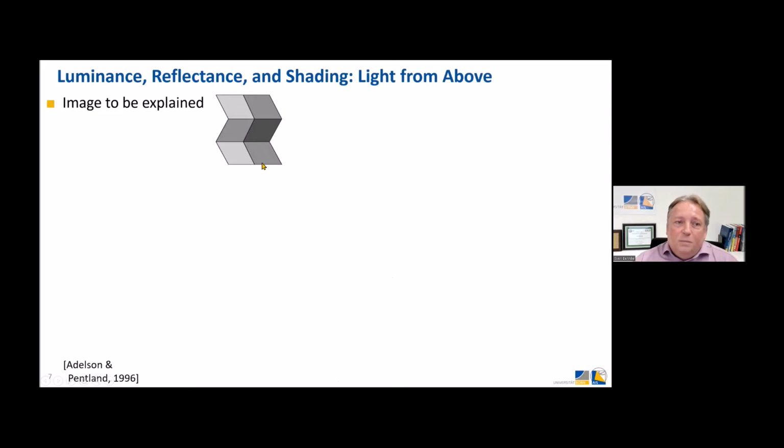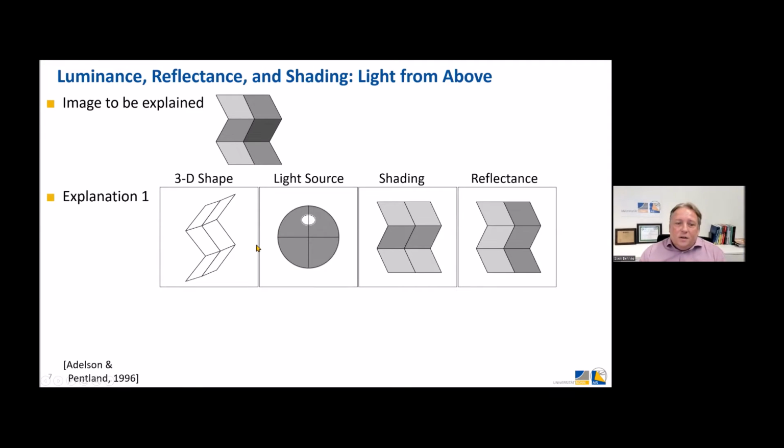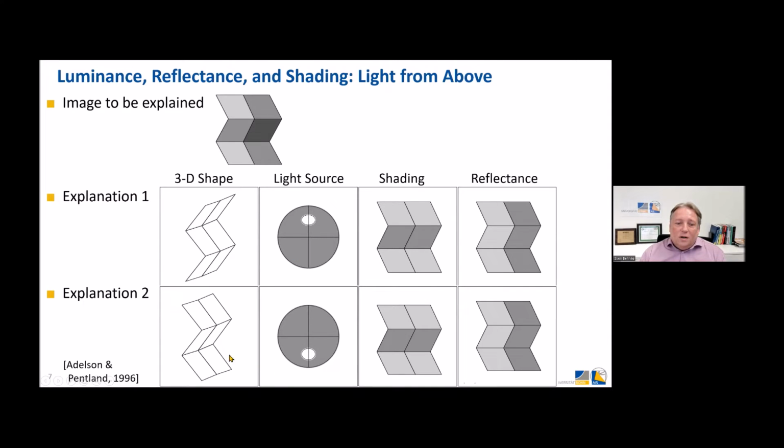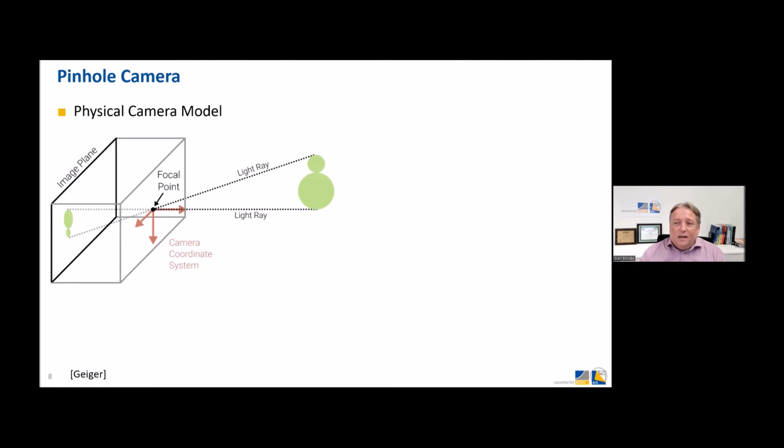So if we have an image to be explained, often we can arrive at different explanations. For example, this one here or this one there, they differ in their geometry and where the light comes from. And usually, for example, we as humans prefer the interpretation that is consistent with the light from above, because this is usually the case, that light comes from above. If we are talking about computer vision, we need to model image formation.